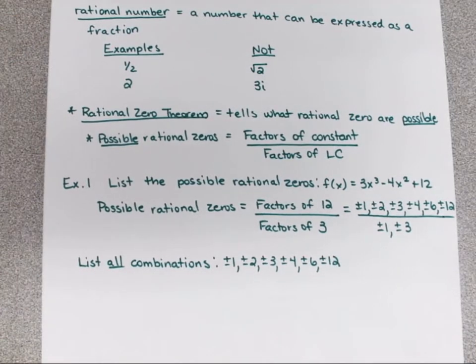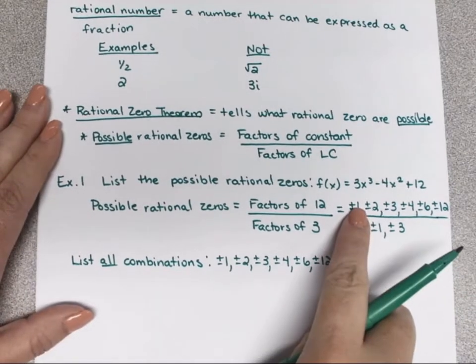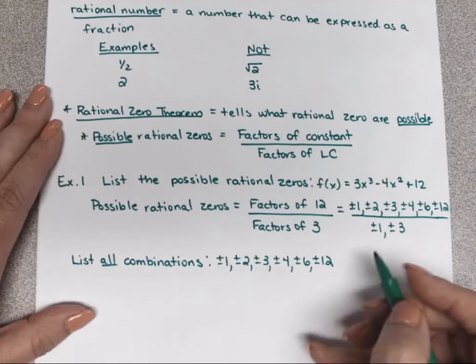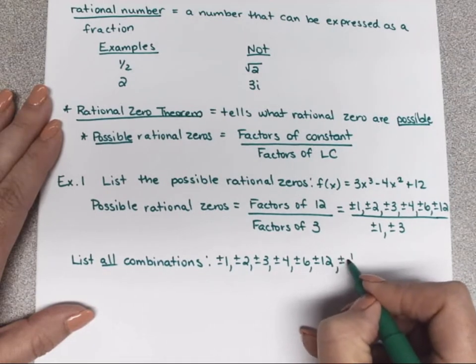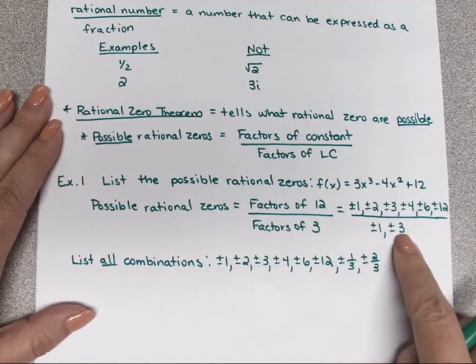So it's like 1 over 1, 2 over 1, 3 over 1, and so on. But we also could have all of those numbers on top over what denominator instead? We also could have 1 over 3, 2 over 3, and so on. So we have 1 over 3, we have 2 over 3. I don't need to list 3 over 3.